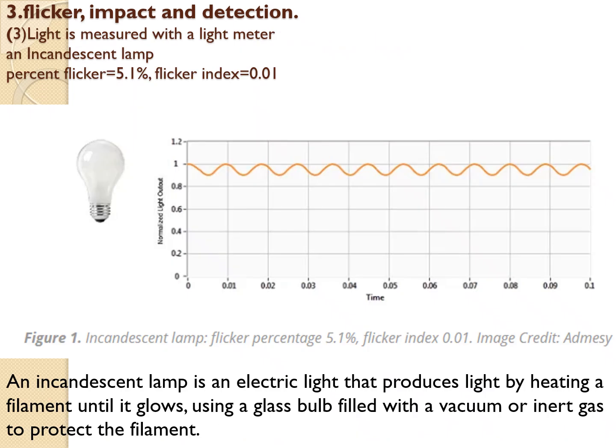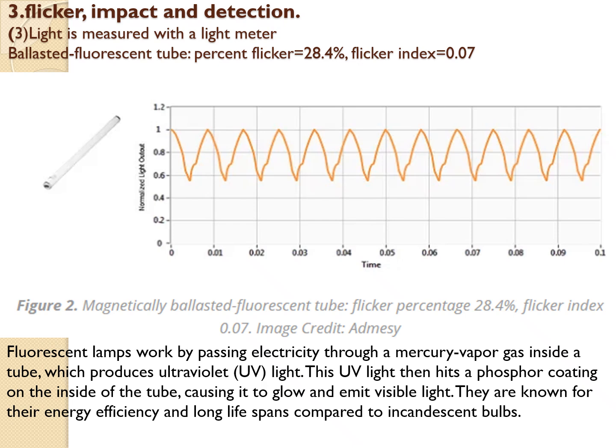An incandescent lamp is an electric light that produces light by heating a filament until it glows, using a glass bulb filled with a vacuum or inert gas to protect the filament. The percent flicker is 5.1%. The flicker index is 0.01.